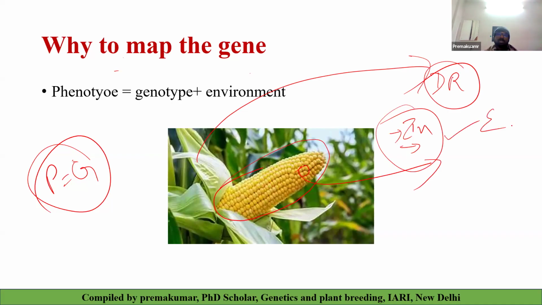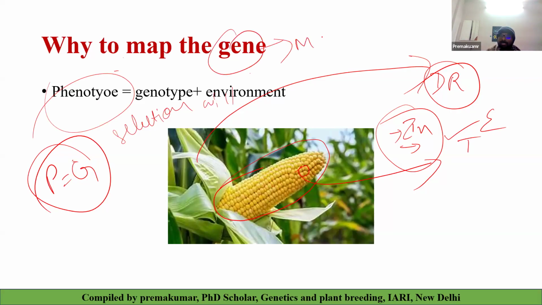But it's affected by the environment, by the temperature, and by human errors. If you inoculate some plants with a higher inoculum load and some plants with a lower inoculum load, then all the human errors and experimental errors get mixed up and your selection will go wrong. That's why we need to map a gene and identify the markers. Then we go for marker assisted selection.